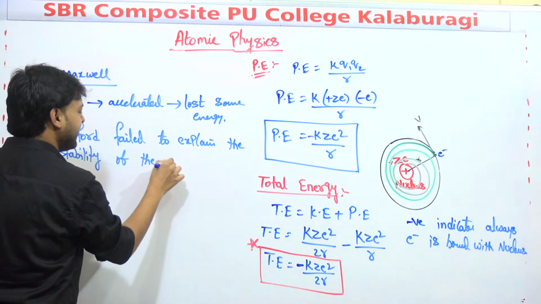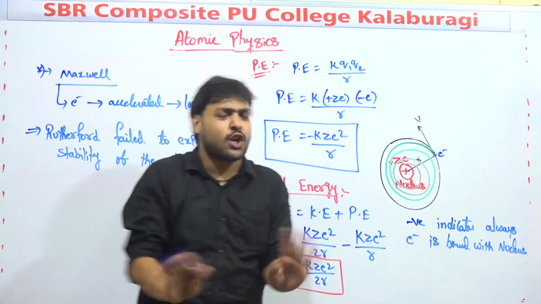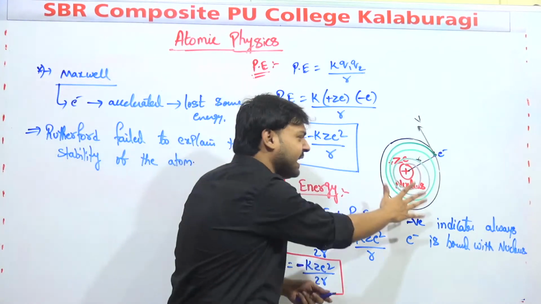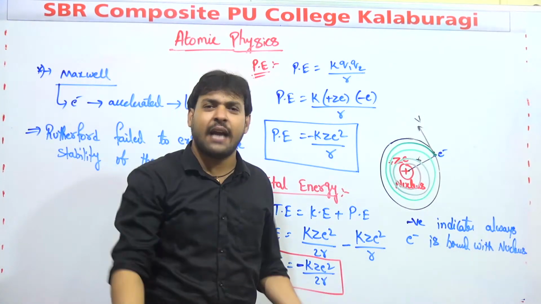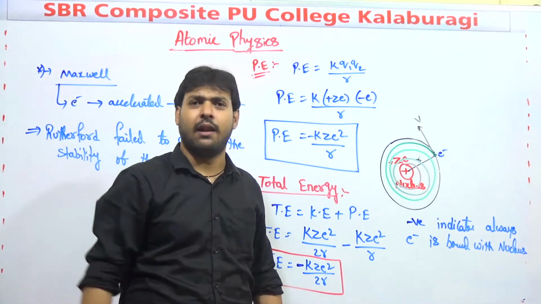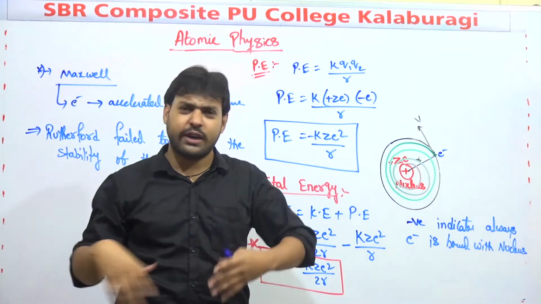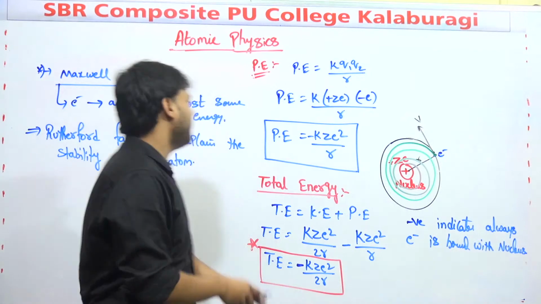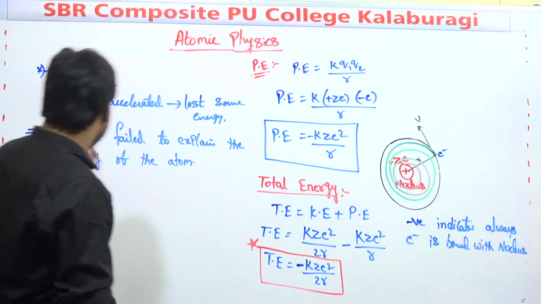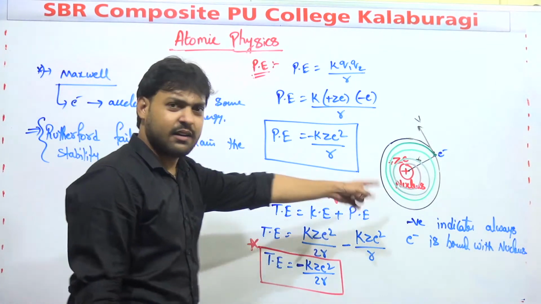The stability of the atom. But according to Rutherford, if we apply Maxwell's theory here, it should happen, but it is not happening. The atom is stable only. But according to your theory, it shouldn't be stable. But it is stable. Then try to explain that to me, he asked. So he didn't explain that. So that will be the failure of the Rutherford atomic model or theory, right? He failed to explain the stability of the atom. Try to remember the point.